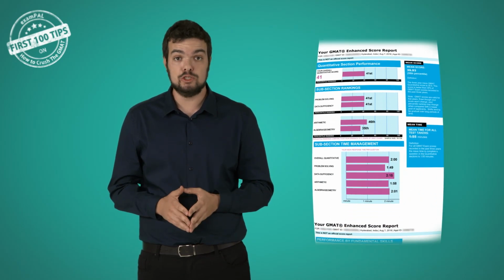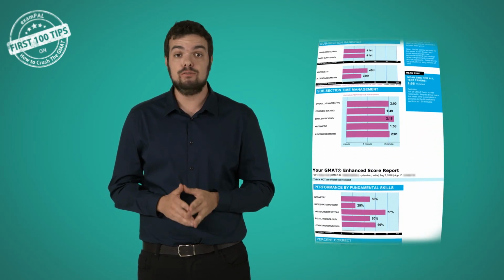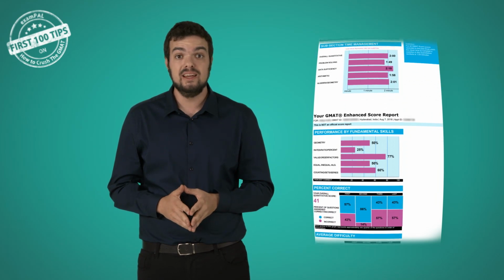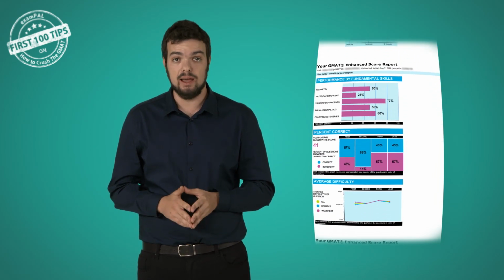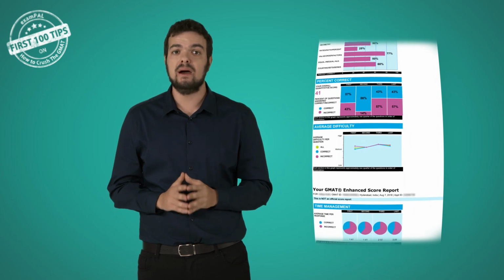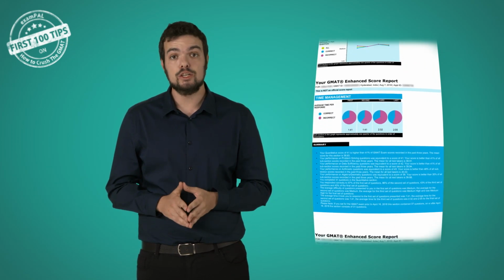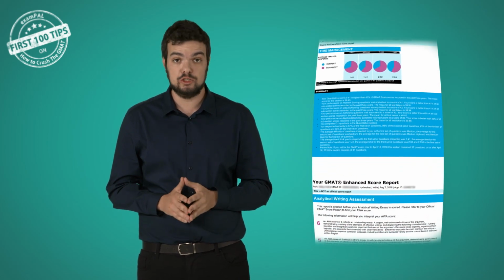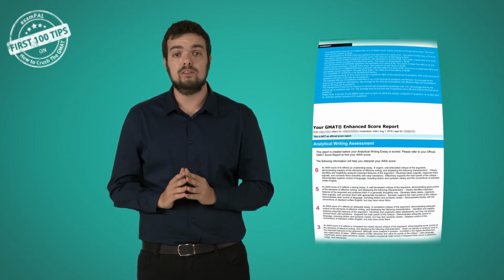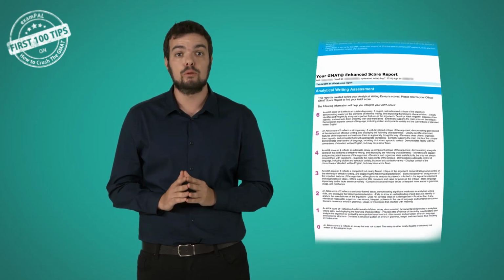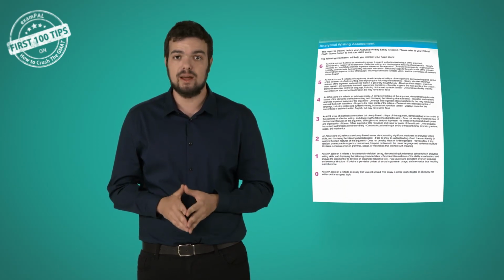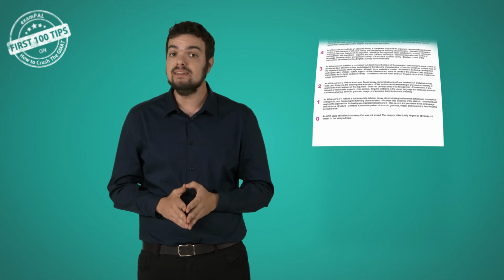The percentage of questions answered correctly, the average difficulty of questions answered, and average response time, all broken down by the different quarters of the section. For the IR, you are shown the percentage of questions answered correctly and the average response time for both correct and incorrect answers. The AWA score is not included in the ESR.